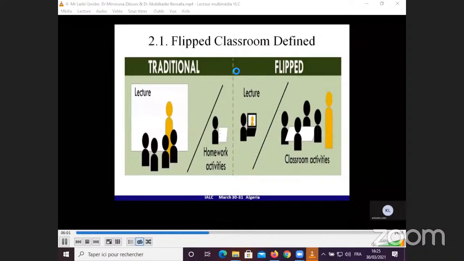According to these definitions, one can say that, unlike traditional classes, the flipped classroom model is based on the idea of inverting the teaching settings. This means that the learners use various teaching materials outside the class time, followed by classroom application, discussion, and teamwork.